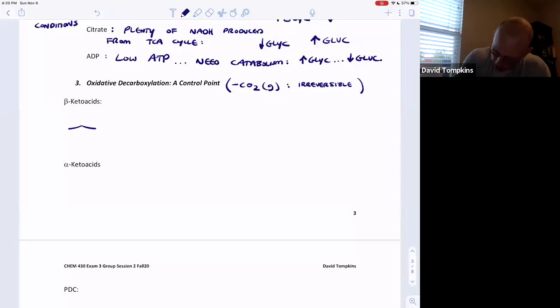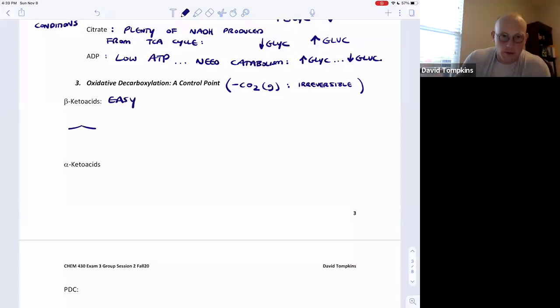So the first case is a beta keto acid. And here it's easy for it to decarboxylate. This is a reaction you learned in Chem 262.